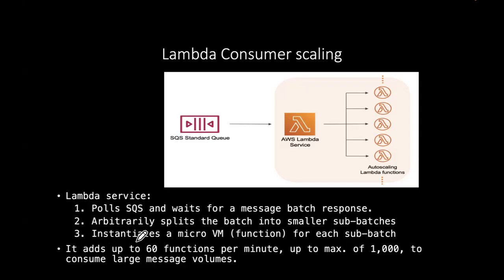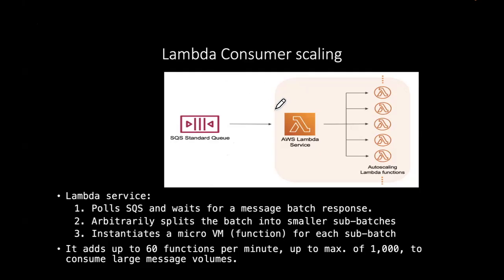Yeah, it adds up to 60 micro VMs per minute, up to a maximum of 1,000. So that's the rate of scaling that it will do, and that's built into the Lambda service. And it's all about scalability because when we move into a serverless world, we lose a certain amount of control. We've a certain amount, but we certainly don't have as much control over scalability as if we were using EC2s as our main compute component as opposed to Lambdas.